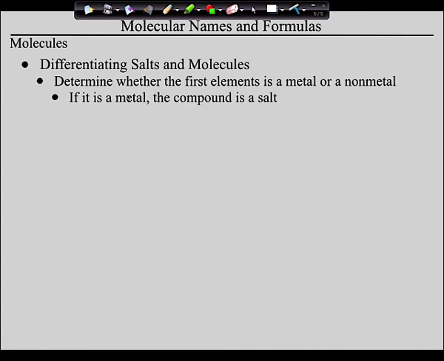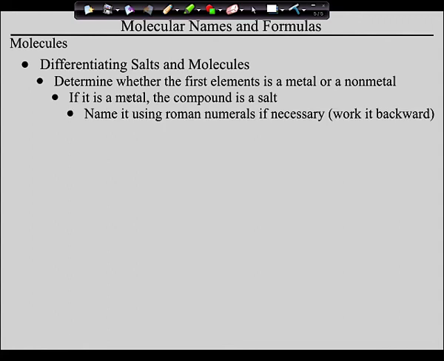Well, how does this play out? Well, guys, if it's a metal, the compound is a salt. If it's a salt, you're going to name it using Roman numerals if necessary, using that working it backwards process that was the entire last homework assignment. And if you're writing the formula, you will do that by balancing charges by using the least common multiple. Maybe we should add that.